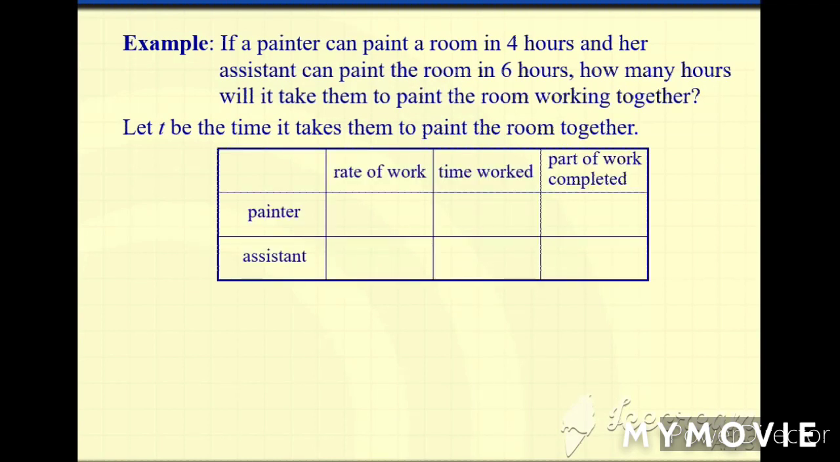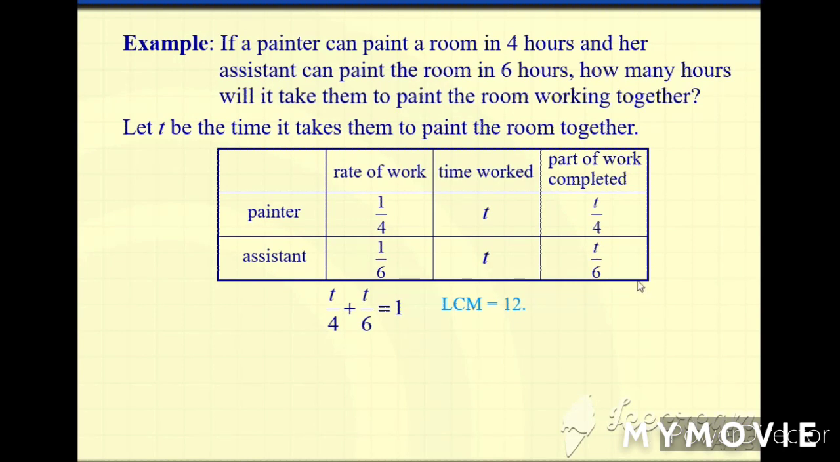We have the painter and the assistant. We have rate of work, time work, part of work completed. So for the painter, since we have 4 hours, we have 1/4. The time work is T. The part of work completed is T over 4. For the assistant, 1/6. Time work is T. Part of work completed, T over 6.